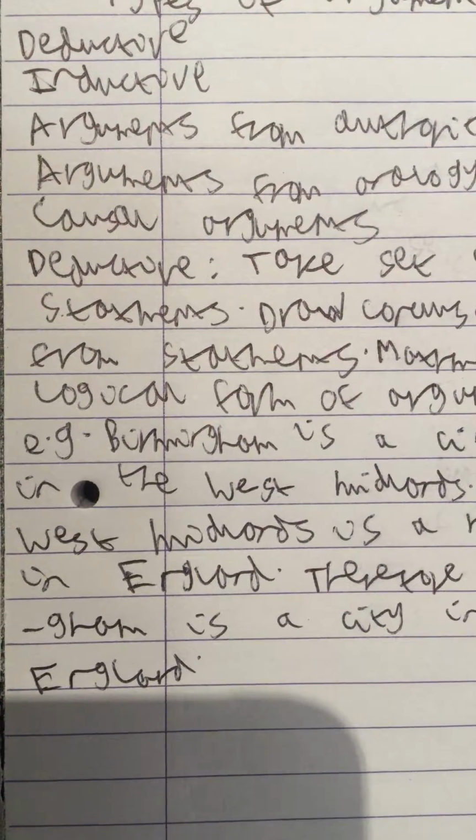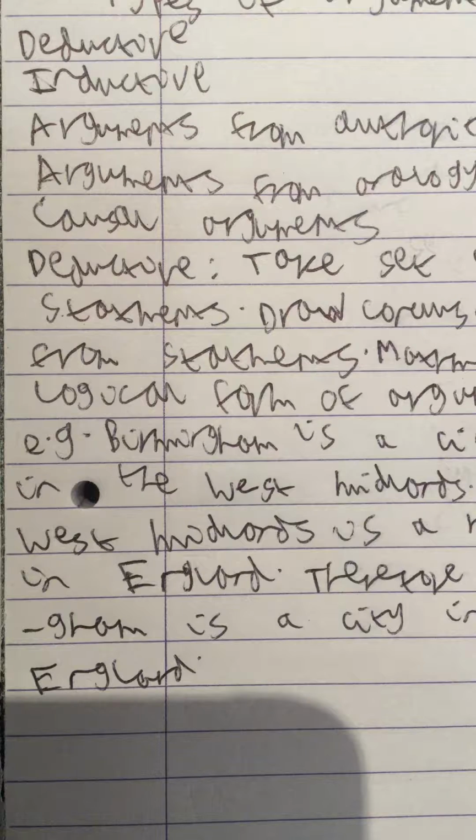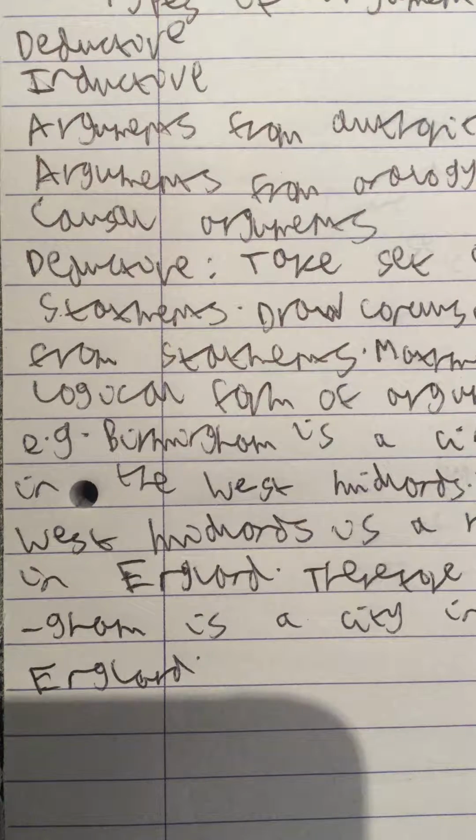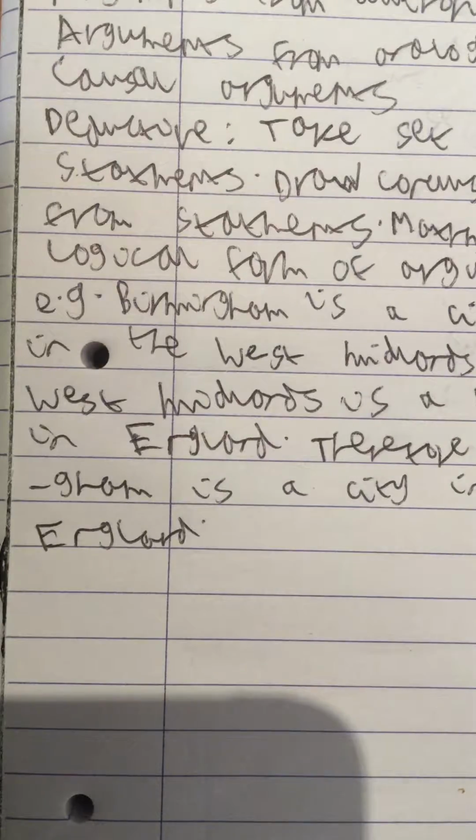Alright, so that is an example of a deductive argument. So what we've done there, we've made a statement, we've said Birmingham is a city in the West Midlands. We've then said that the West Midlands is a region in England, so that's the second statement. So therefore, from those 2 statements made, we can make a logical conclusion that Birmingham is a city in England due to those two statements made. Right. That's the first type of argument, that's a deductive argument. Second type of argument is a inductive argument.